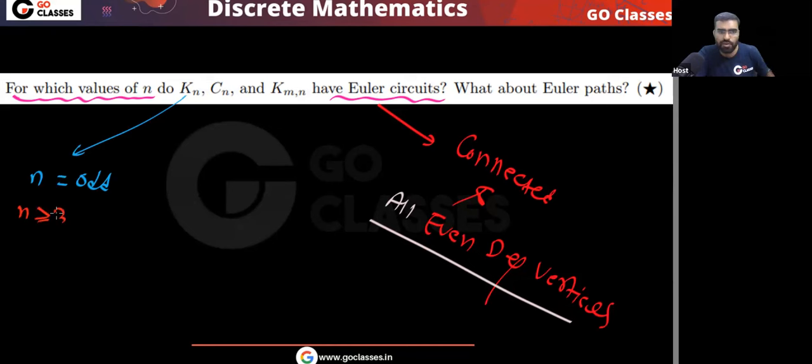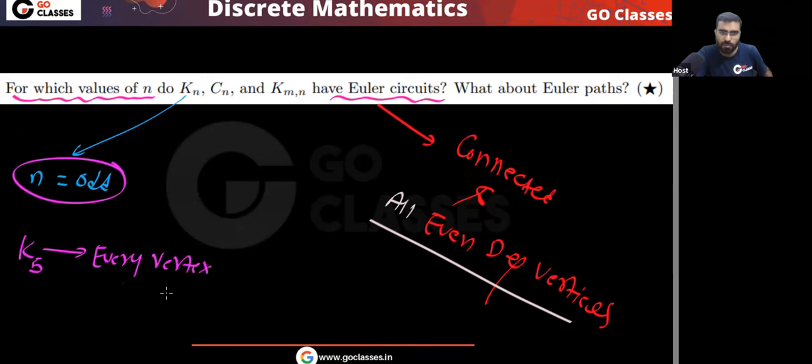Because when you have n odd, for example, when you have K5, then every vertex has degree what? Every vertex degree will be 5 minus 1, that is 4. Every vertex degree will be even. So here n should be odd.